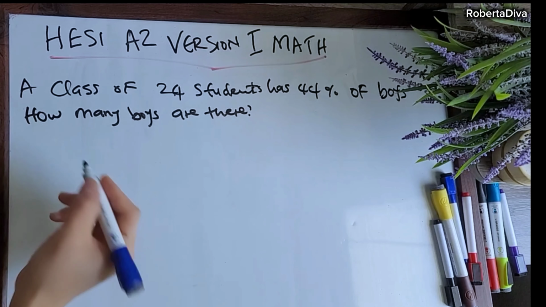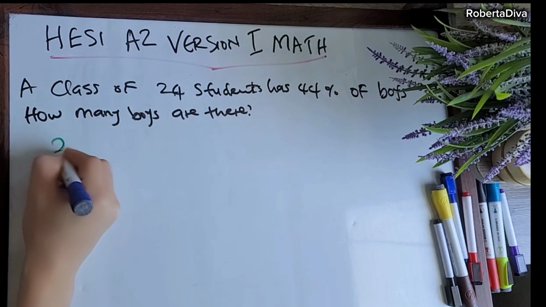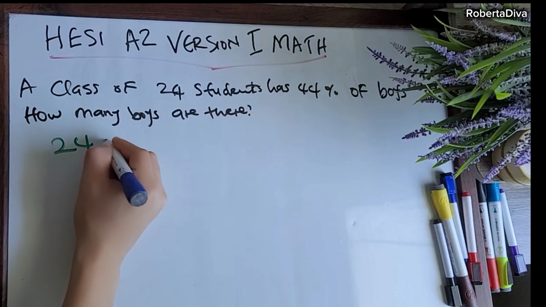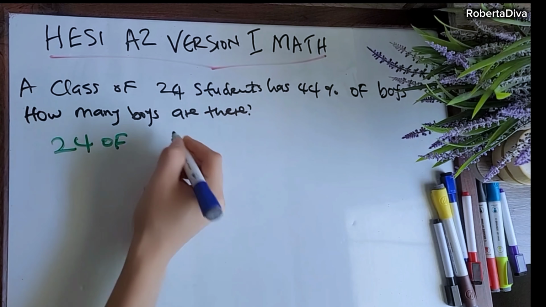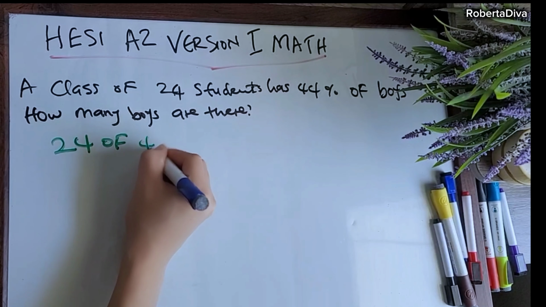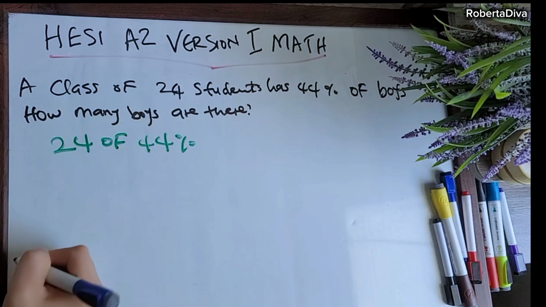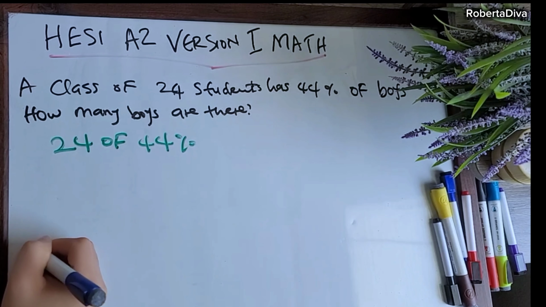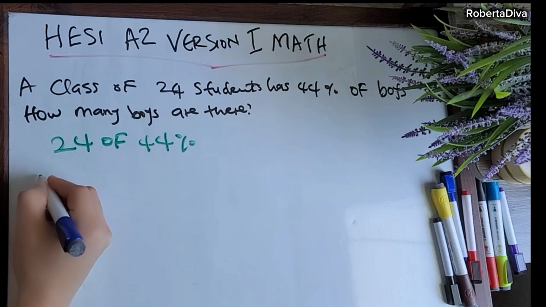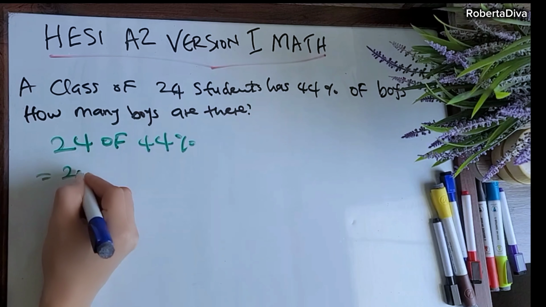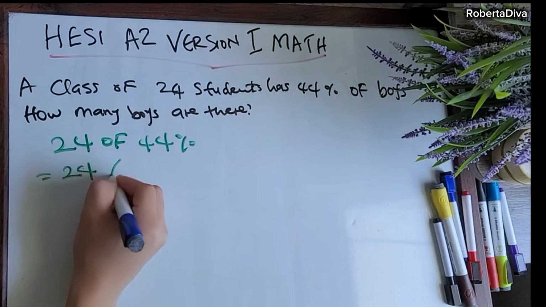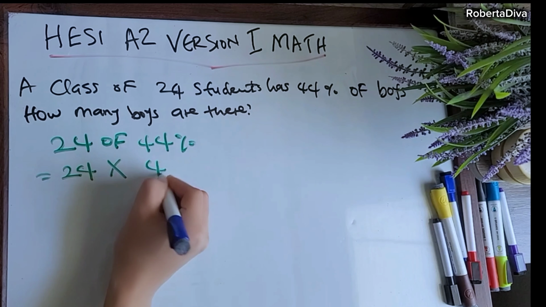So, let's start. The first step is what? Write down the question, right? 24 percent of 44, right? Percent will give you 24 multiplied by 44%. You know what this means, right? 24 multiplied 44 over 100. That is just how it means. I just translated it for you.